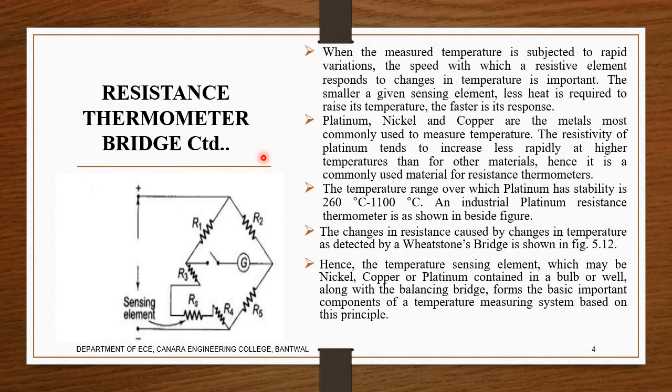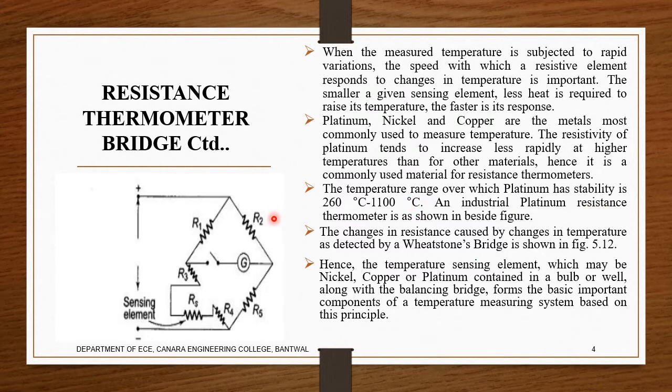And usually, as I said earlier, the sensitive materials used in the sensing element are platinum, nickel, and copper. Why do we use platinum? Because its resistance increases less rapidly at higher temperature compared to the other materials. So for that purpose, we usually go for platinum. It might be a little costlier, but it's the most efficient one. It has stability from around 260 degrees Celsius to 1100 degrees Celsius. And the industrial platinum resistance thermometer is usually shown.